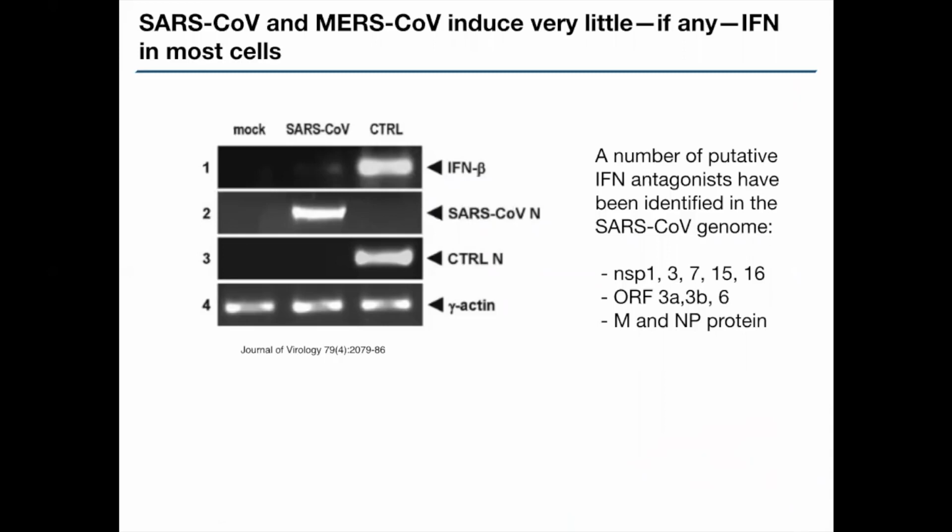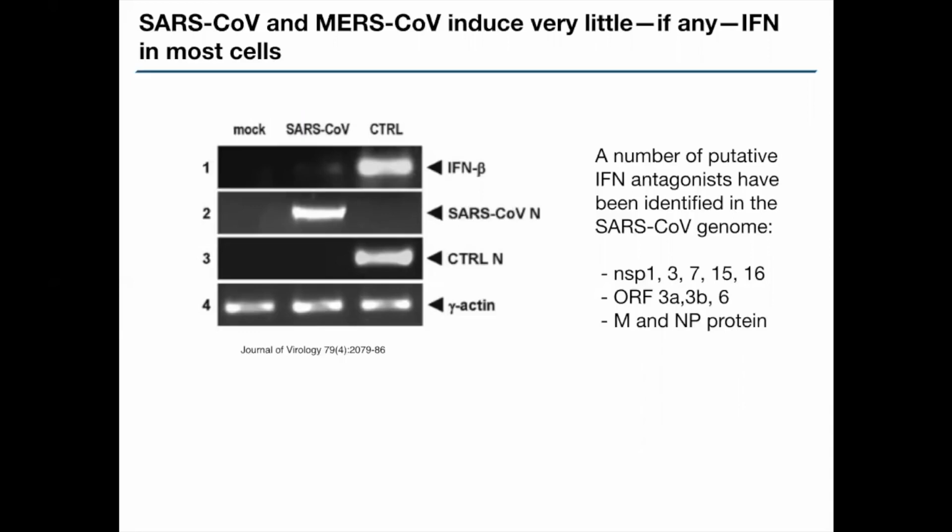This is illustrated in this image that I've shown here, where you can see that the upper gel shows a signal for interferon beta. In control cells, which are infected with a bunyavirus, a negative sense RNA virus, which clearly induces interferon beta quite robustly, as many RNA viruses do. SARS coronavirus stands in stark contrast to that control, in that you can see very little interferon beta signal induced. And so why is this the case?